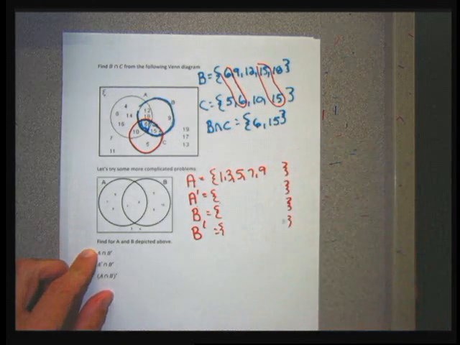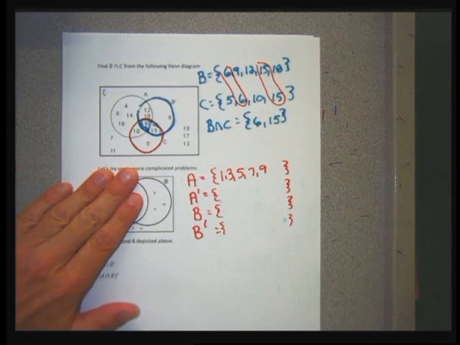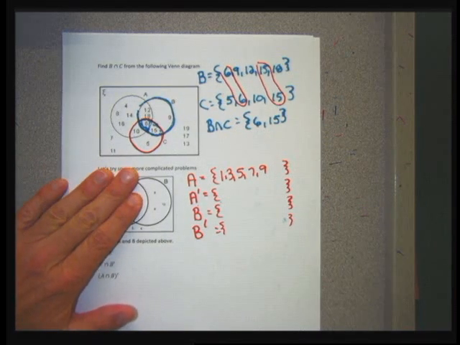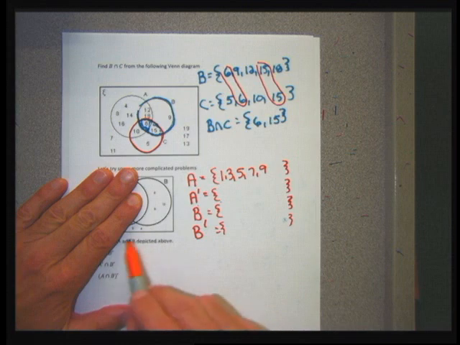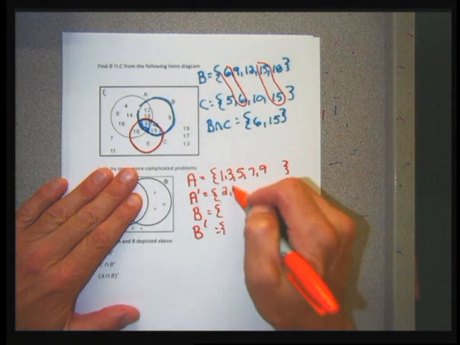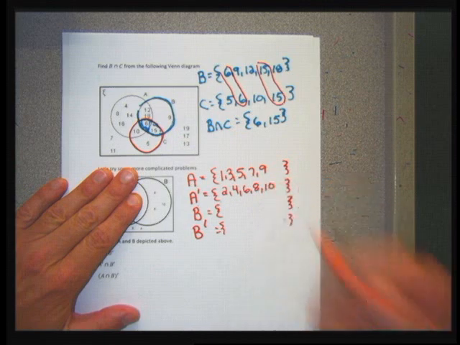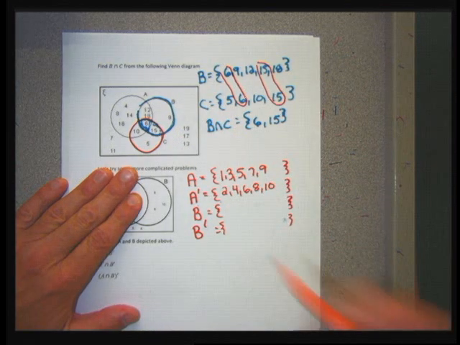So I'm being a little slicker here. A prime consists of anything that's not in the A circle. So the A circle was the numbers 1, 3, 5, 7, and 9. I've covered up all the numbers in the A circle. What's left are the numbers in A prime, which are 2, 4, 6, 8, and 10. So I'm just going to list these sets down because they're going to help me answer the questions if I'm not good at looking at pictures.